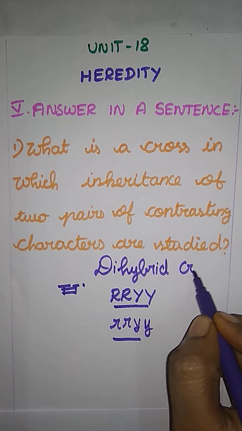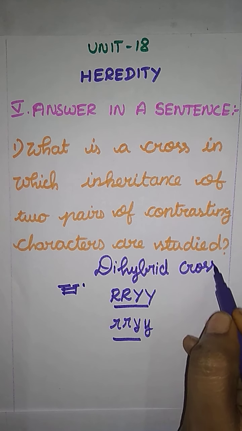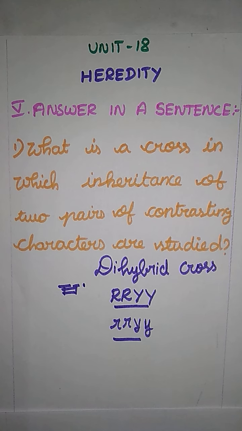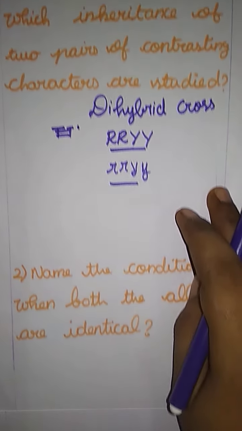Just write it down: the cross in which inheritance of two pairs of contrasting characters is studied is the dihybrid cross. So that's it for the first question. Let me move on to the second one.